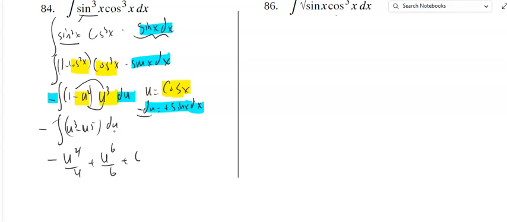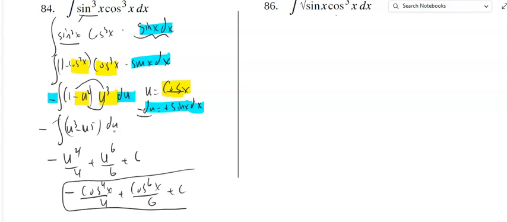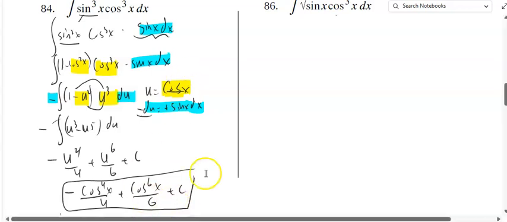And again, remember here u was the cosine, so that is negative cosine to the fourth of x over 4 plus cosine to the 6 of x over 6. Of course, you could write the power of 6 first. It really makes no difference whatsoever.